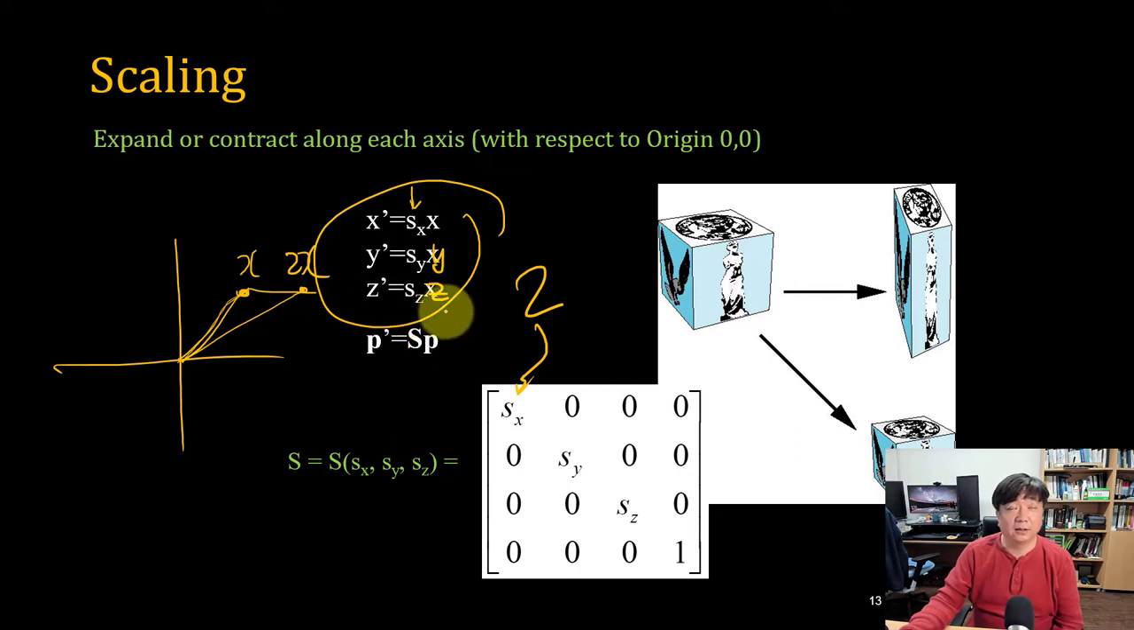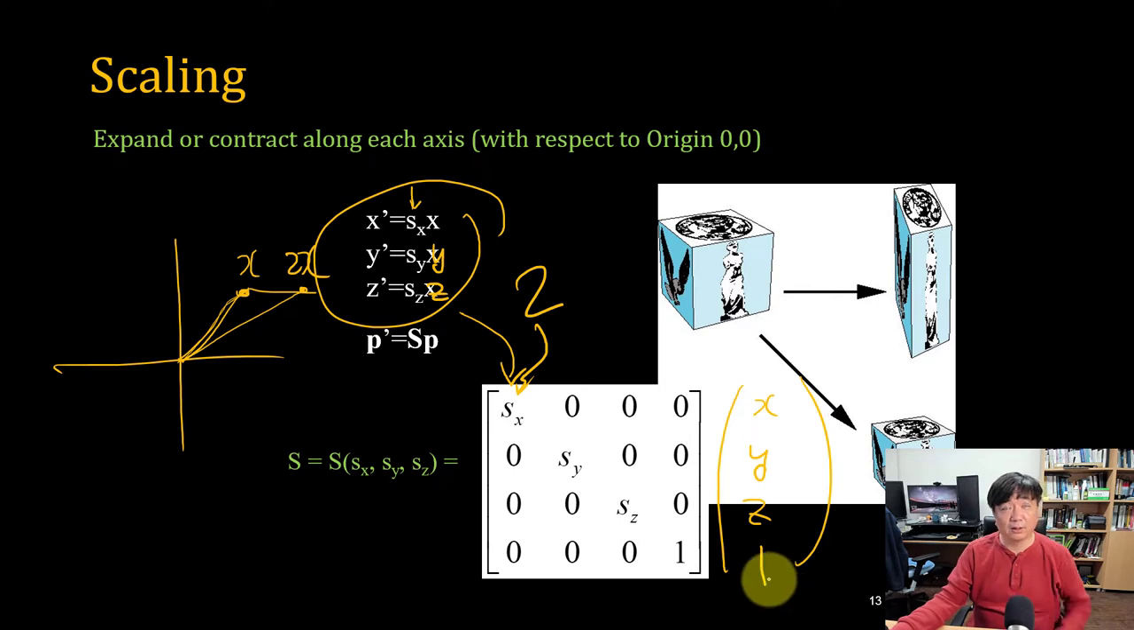XYZ scaling is an equation, but you can express it with this matrix. Okay, scaling x diagonally, the scaling x, scaling y, scaling z here. So please compute it with the equation, multiplying with the vector x, y, z, and 1, then we can get sx multiplied by x, sy multiplied by y, sz multiplied by z, and then the w component will be 1. Okay? It's the same equation. I will explain later why we use these things.